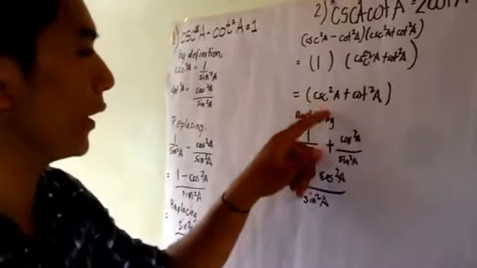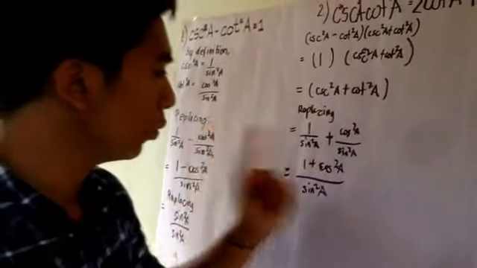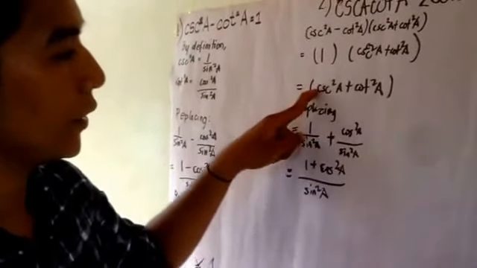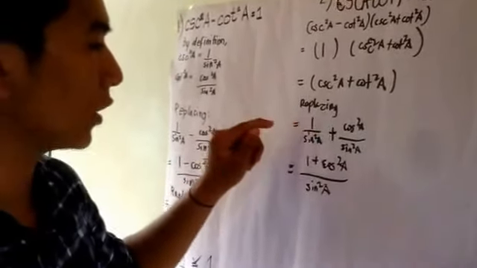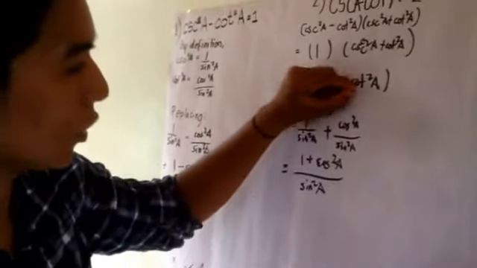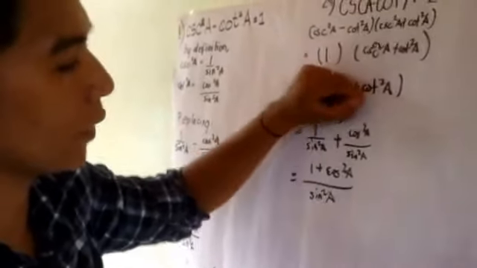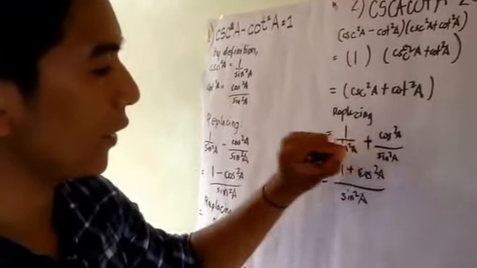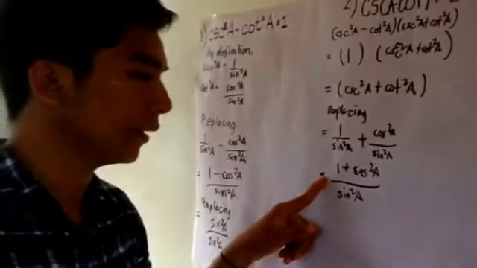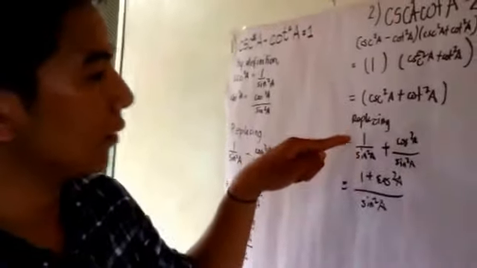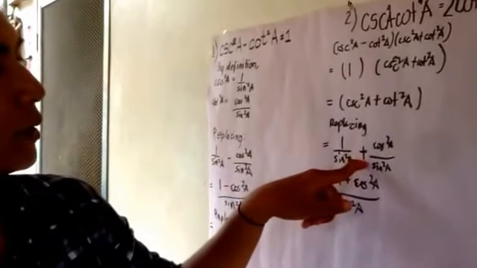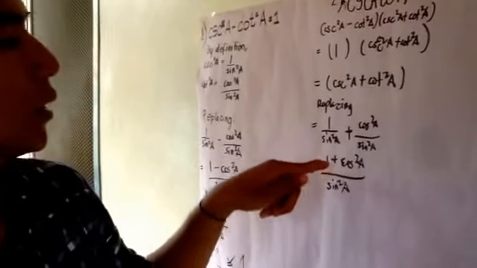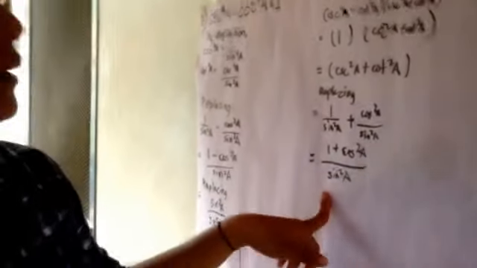We replace csc squared A with 1 over sine squared A, because we all know that csc squared A is equal to 1 over sine squared A. And cot squared A is equal to cos squared A all over sine squared A. And we add 1 over sine squared A plus cos squared A over sine squared A, so it's equal to 1 plus cos squared A over sine squared A.